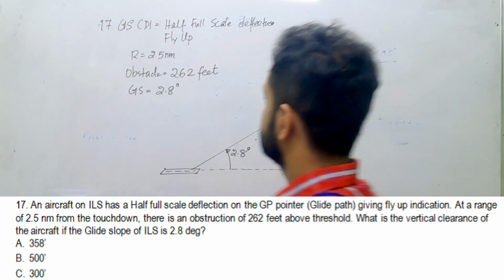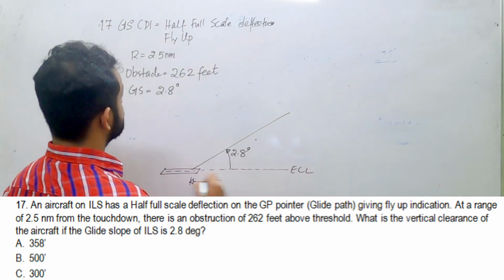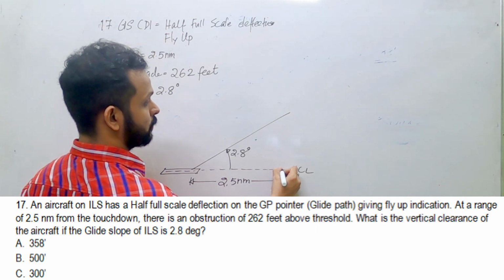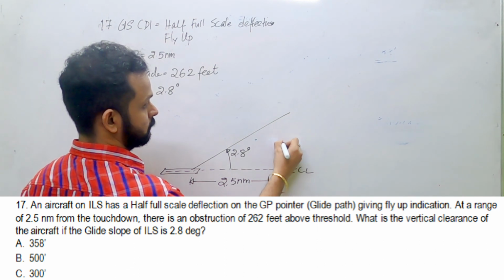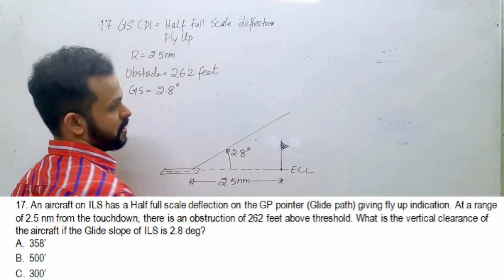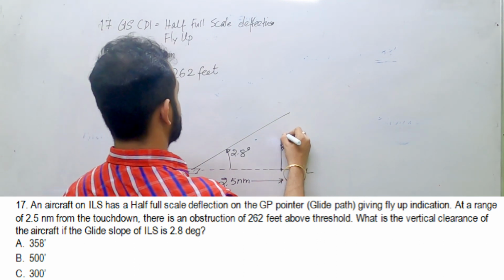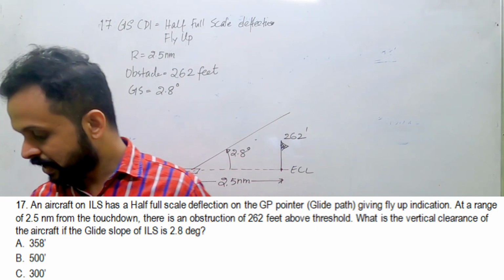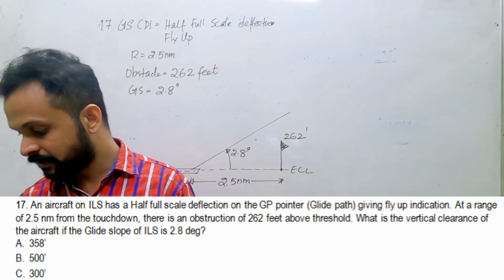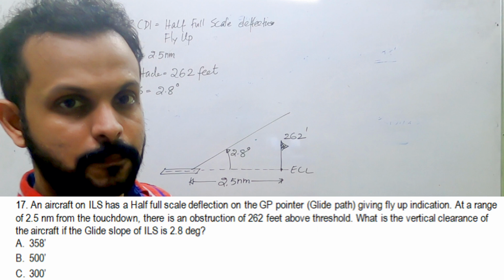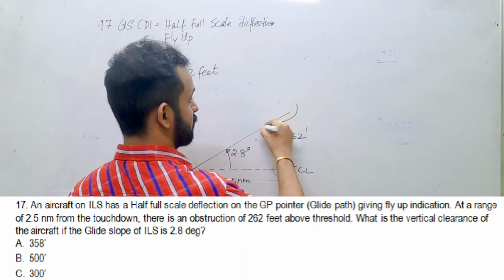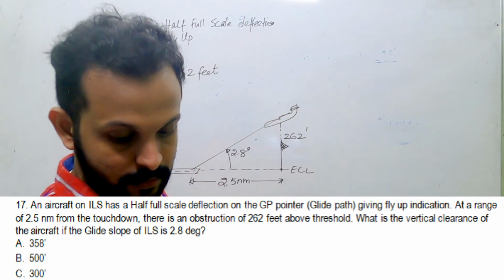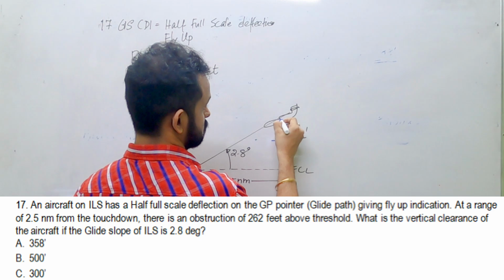So 2.8 degrees is the glide slope, and the obstruction is at a range of 2.5 nautical miles from touchdown. We have some kind of an obstruction here, maybe a mast or post or something, at a height of 262 feet. You're asked to find out the vertical clearance of the aircraft. The aircraft is actually maintaining the glide path beautifully. You're asked to find out what is the clearance of the aircraft above the obstacle.